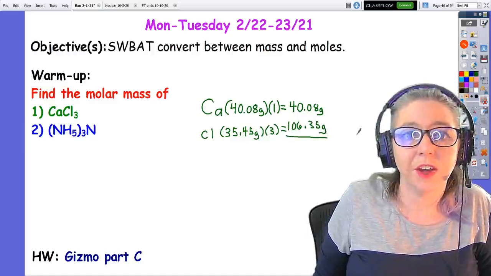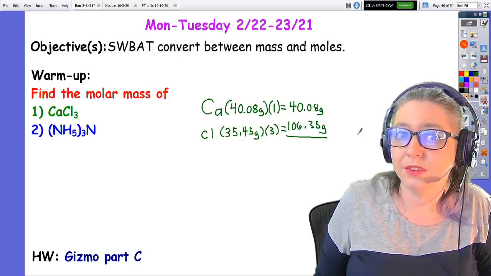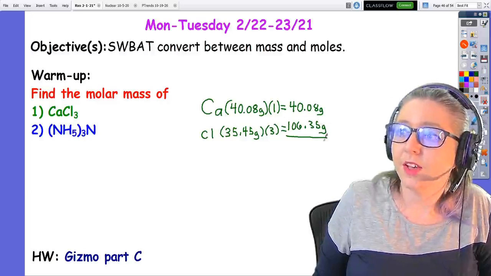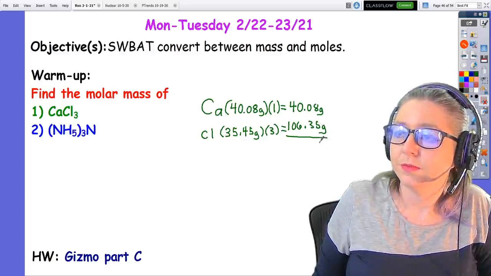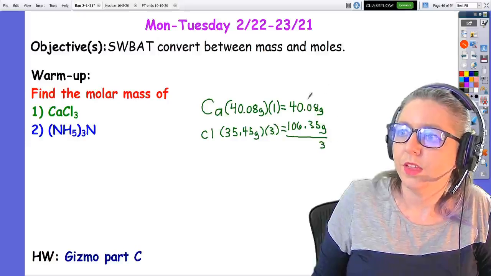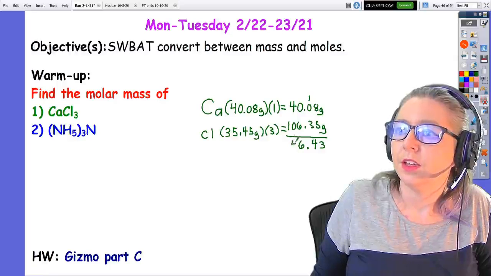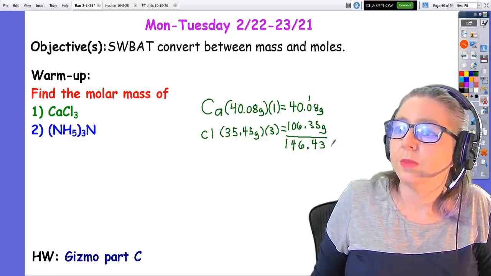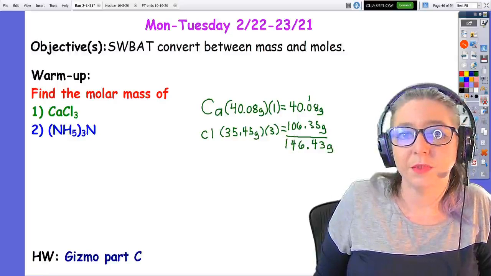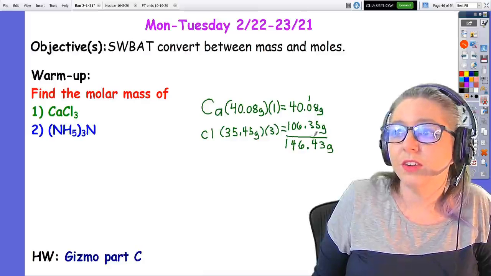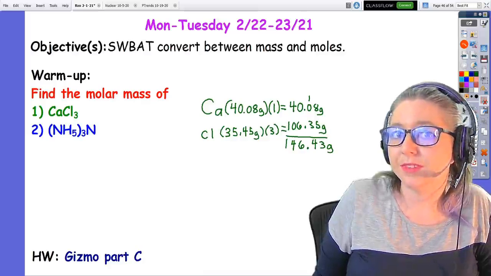So to find my final molar mass of CaCl3, I just need to add these together. 8 plus 5, 13, 1, 4, 6, 4, and 1. So my molar mass for calcium chloride, CaCl3, is 146.43 grams.